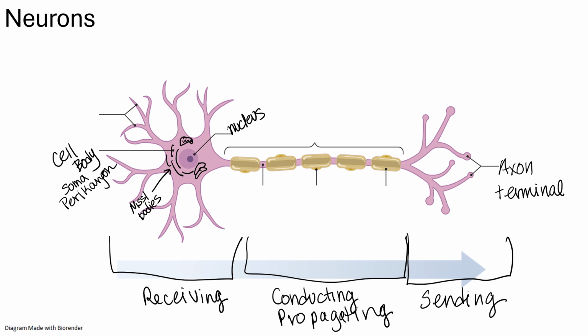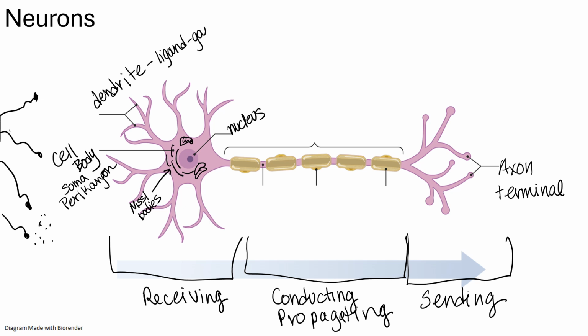These branches coming off the cell body are called dendrites. These are like little tiny antennae that are made for receiving signals from other neurons. So there are axon terminals of other neurons here, right? And they're also releasing neurotransmitters. So the dendrites are able to receive those signals. On these dendrites are tons of ligand-gated channels. All of these channels open when neurotransmitters come from the other neuron.